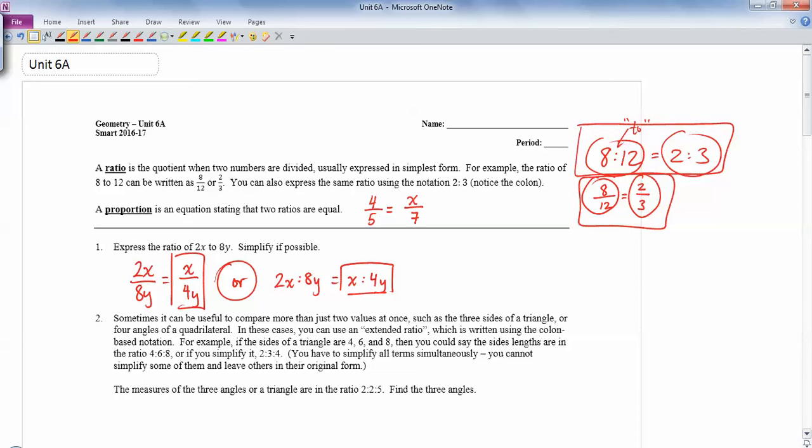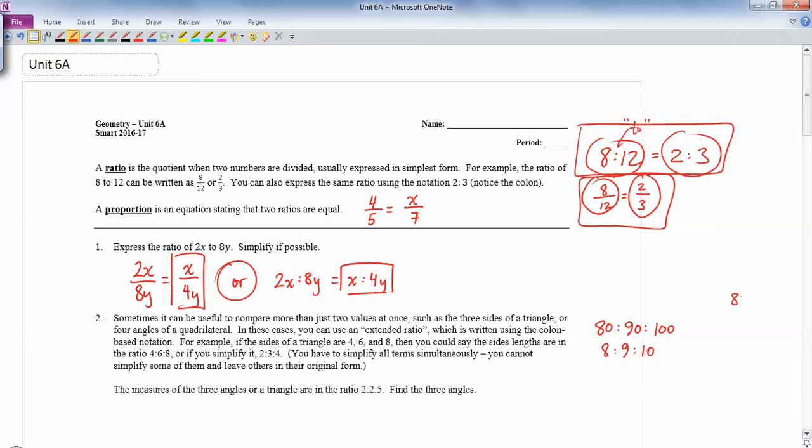Okay, sometimes you want to compare more than 2 things at a time. Let's say I had 3 students and their test scores were: somebody got an 80, somebody got a 90, and someone got 100 on a test. So I could say the ratio of their scores is 80 to 90 to 100, or you could say 8 to 9 to 10. That's the same ratio.